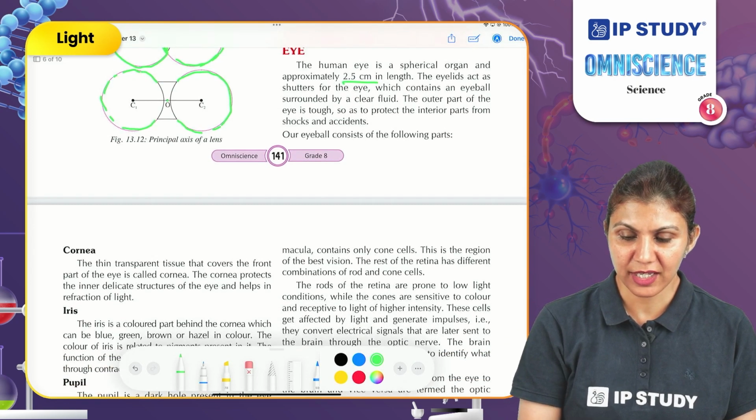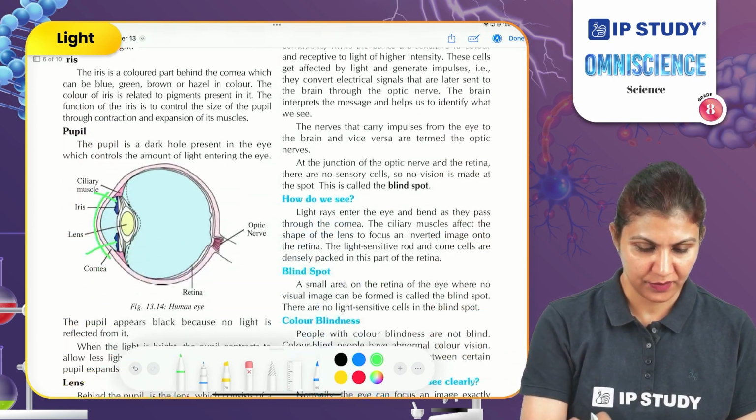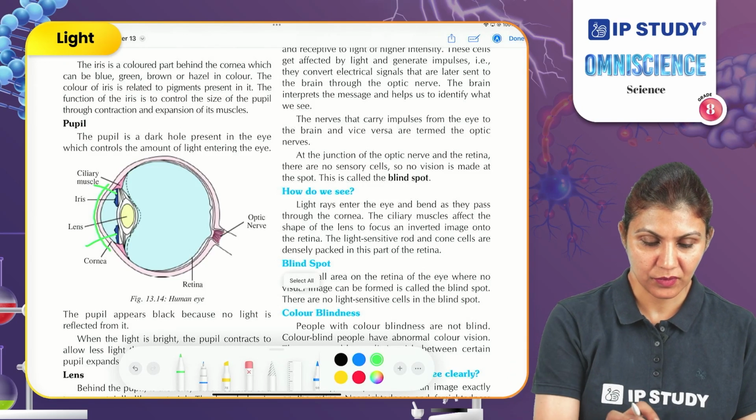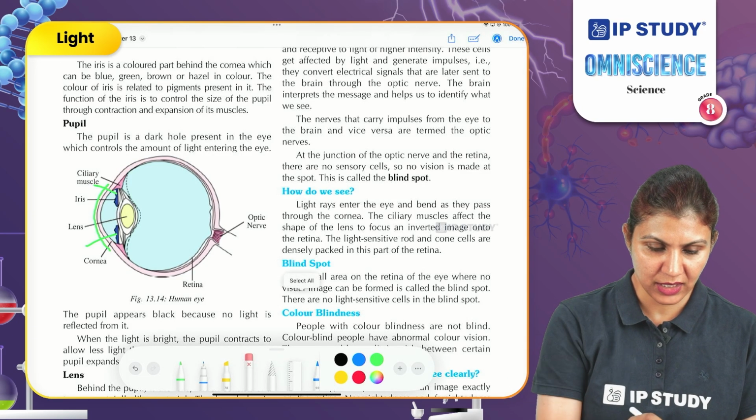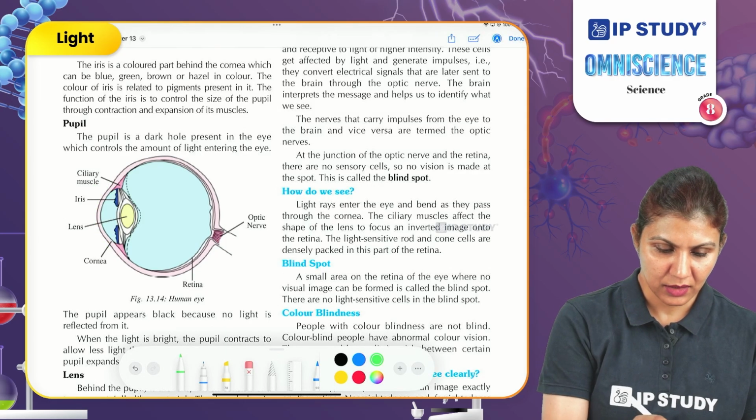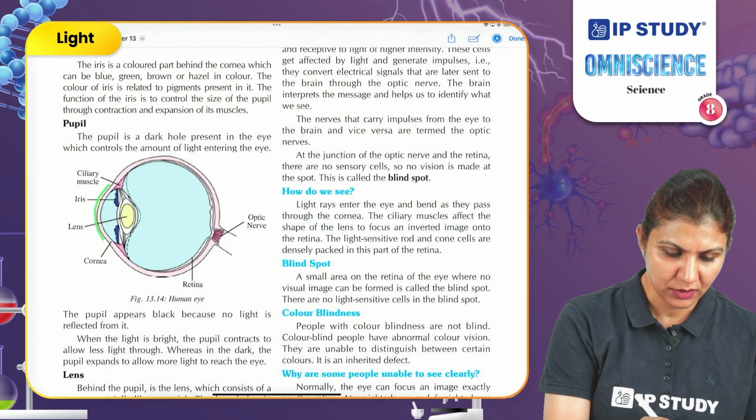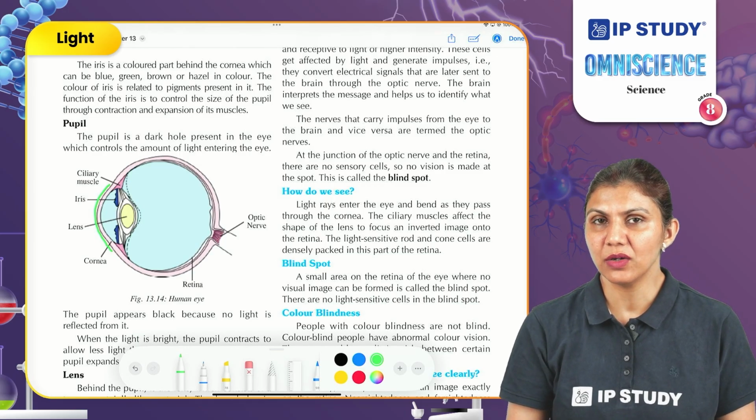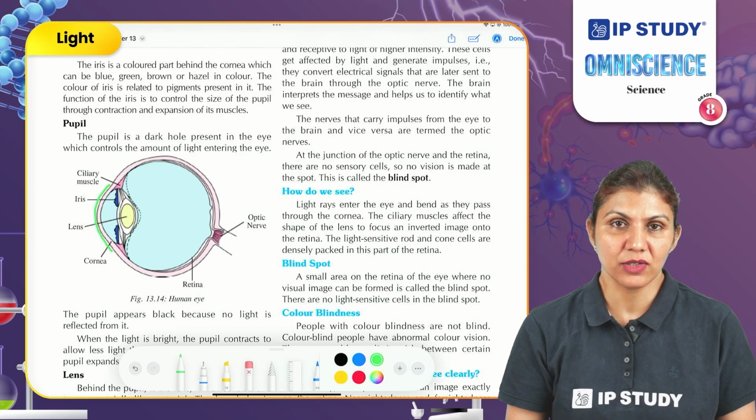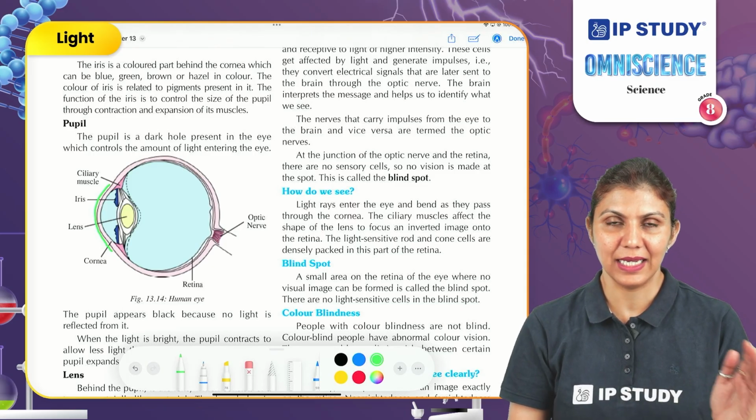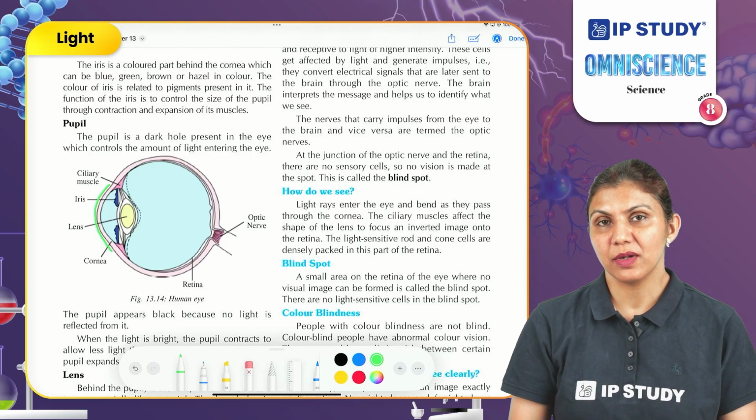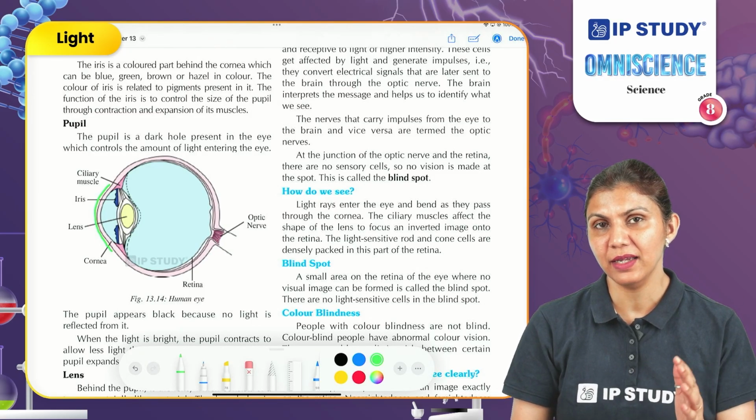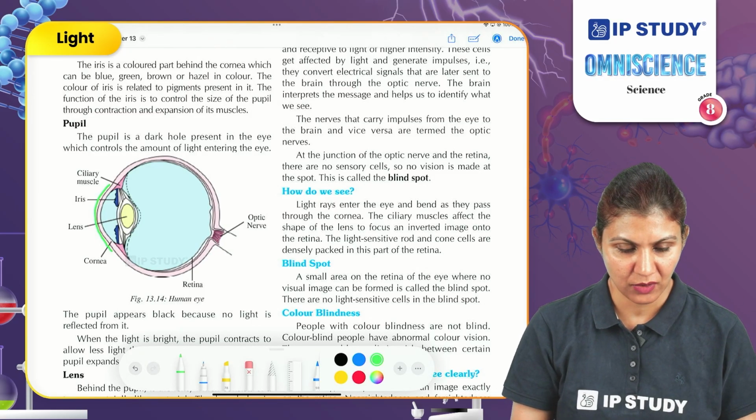Now let's discuss the various parts of your eye. Observe figure number 13.14. You see there is an outer covering on the eye, on the lens, which is called the cornea. Cornea is also a muscular part. It's a thin layer over the eye which separates it from the outer surroundings, and it protects the internal parts of the eye from the surroundings.